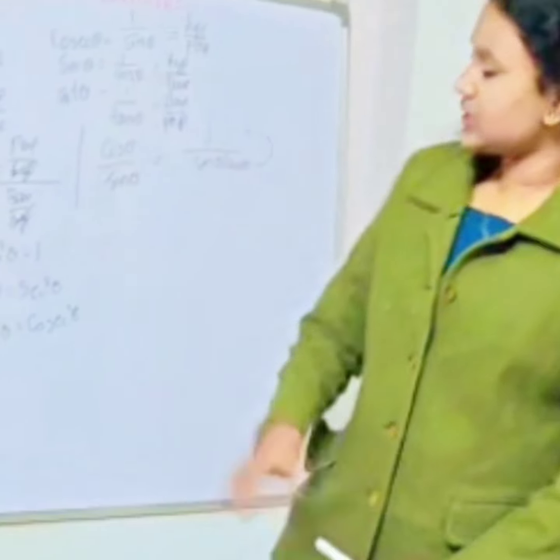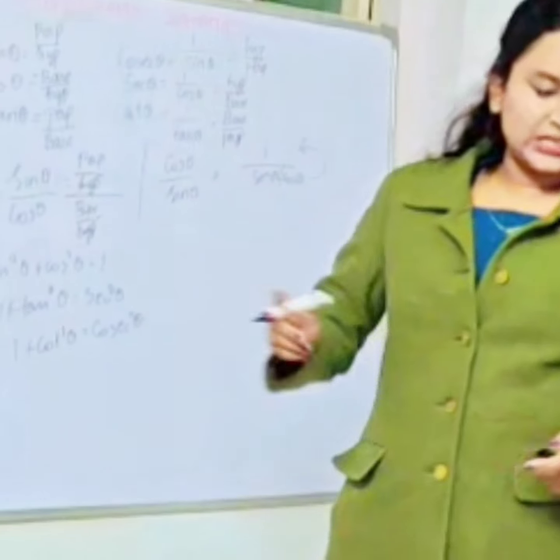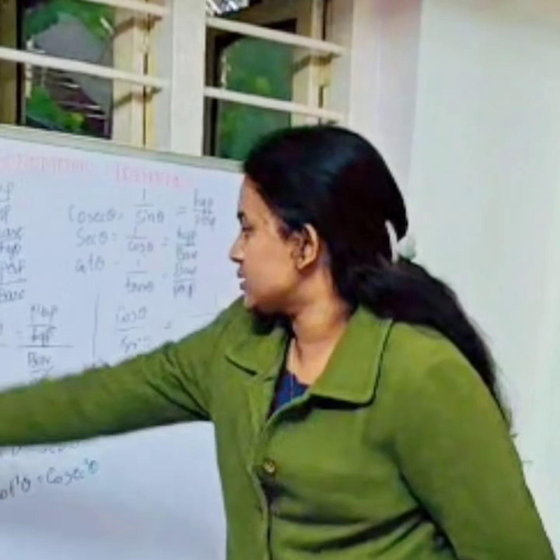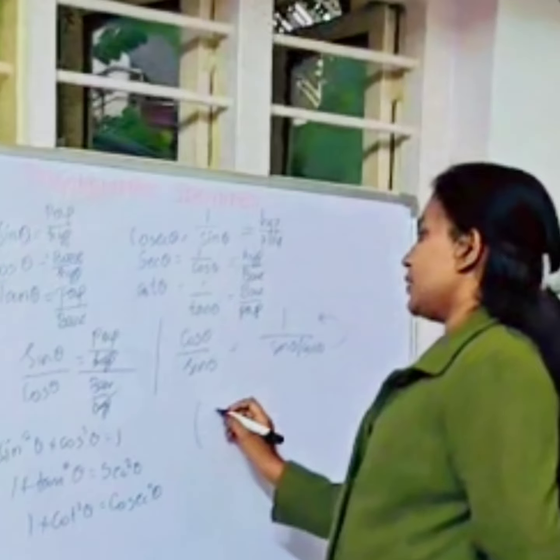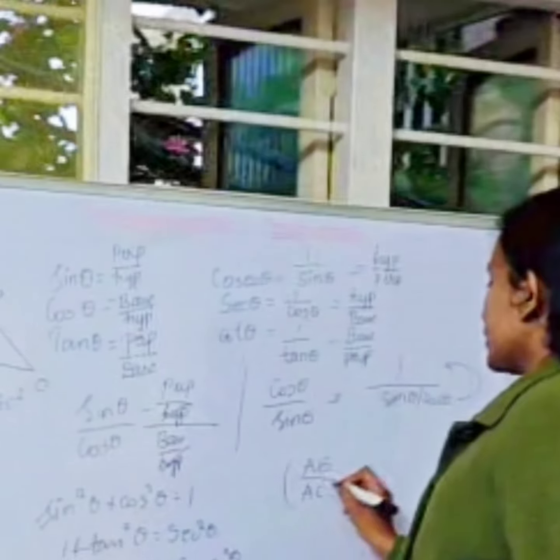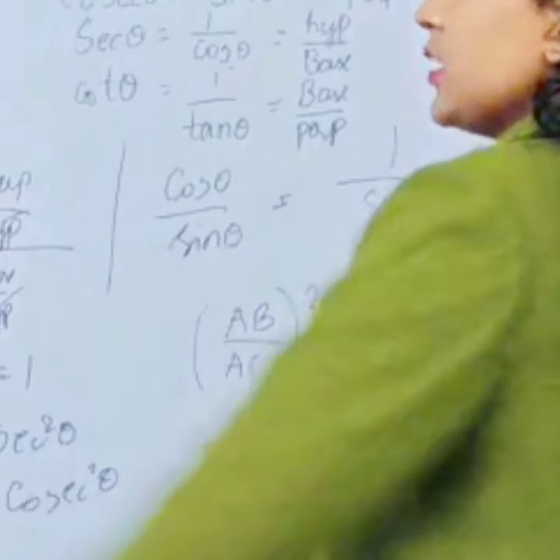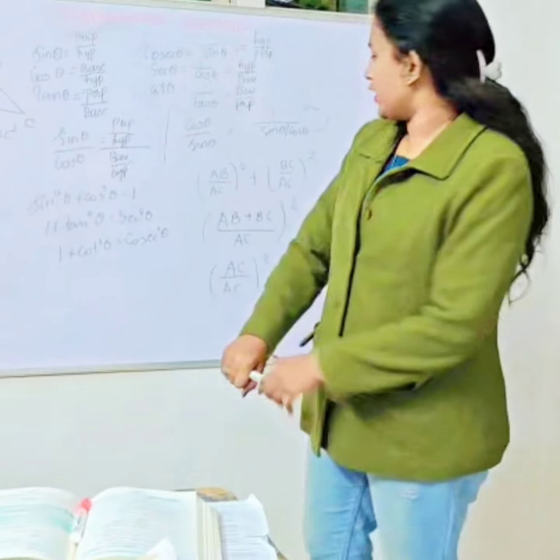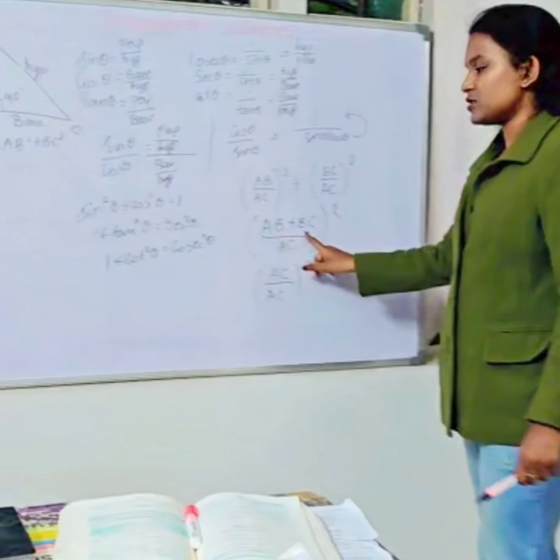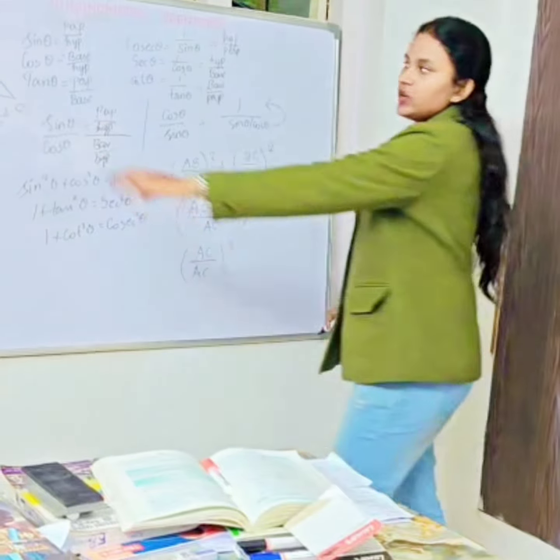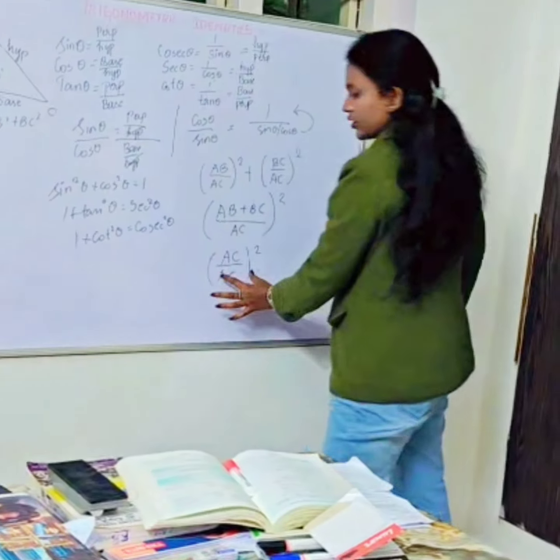Now how will you prove that sin square theta plus cos square theta is equal to 1? Now if you are taking this, what is sin theta? Perpendicular by hypotenuse, right? So AB by AC, the whole square, plus cos theta, BC by AC, the whole square. Pythagoras theorem: AC square is equal to AB square plus BC square. Now what you have here is AB square plus BC square, over AC square. That is nothing but AB square and BC square itself. So now this is nothing but AC square only, no?